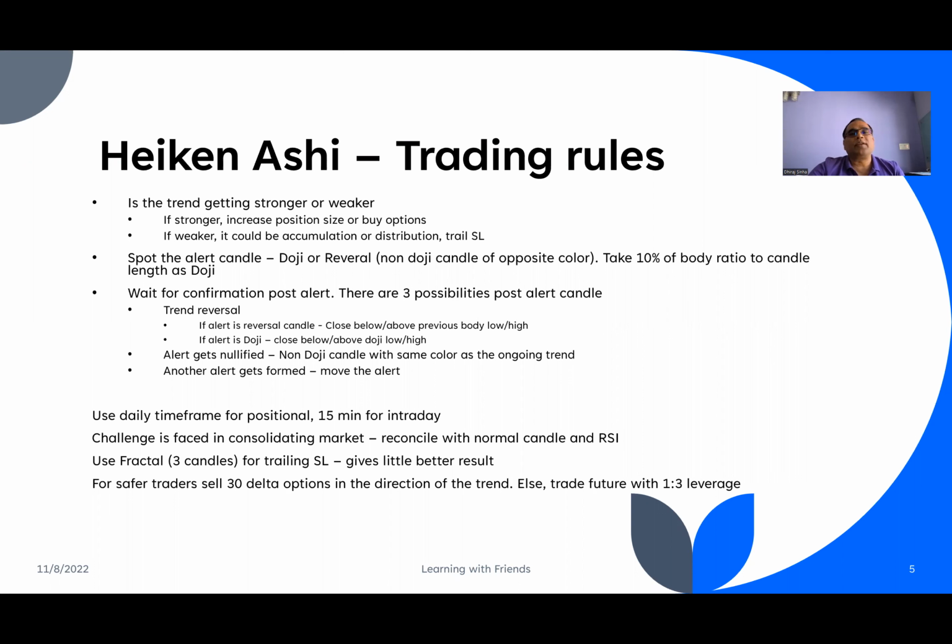And similarly, if you were in a bearish trend, you got a reversal or a doji, but the candle after that became a bearish candle, which is a red candle with body. Doesn't matter the wick, upper or lower. Of course, if there is a strong red candle, then definitely the trend continues. In that case, your alert is voided. You don't have to do anything. You just continue with the trend, whichever trend you were in. So that is the second possibility.